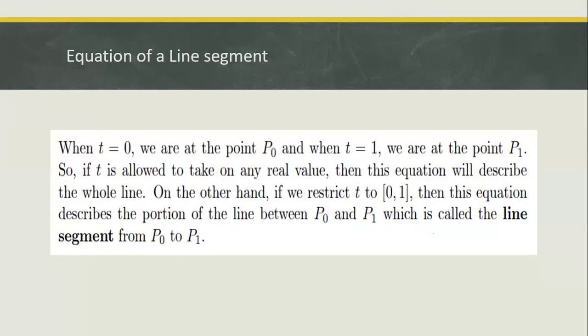So when t is equal to 0, we are at the point P naught, and when t is equal to 1, we are at the point P1. If t is allowed to take on any real value, then this equation describes the whole line. On the other hand, if we restrict t to the interval 0, 1, then this equation describes the portion of the line between P naught and P1, which is the definition of a line segment from P naught to P1. So we're restricting it to 2 points, basically.